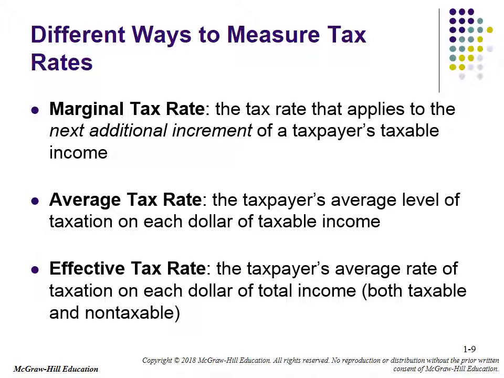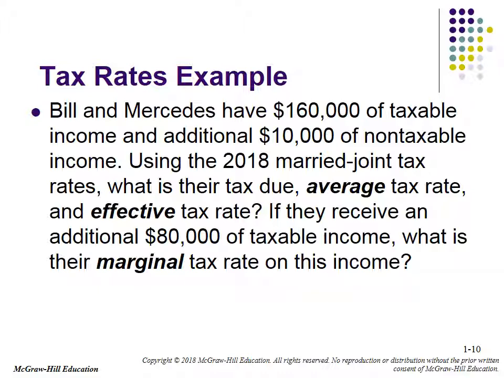Let's take a look at an example. Bill and Mercedes have $160,000 of taxable income. Remember, that's the income base that is used to determine their income tax. And an additional $10,000 of non-taxable income. So that is not included on their tax return. Using the 2018 married joint tax rates. Now you will find these in Appendix D of your book. So all the way in the back, there is Appendix A, B, C, and then D.